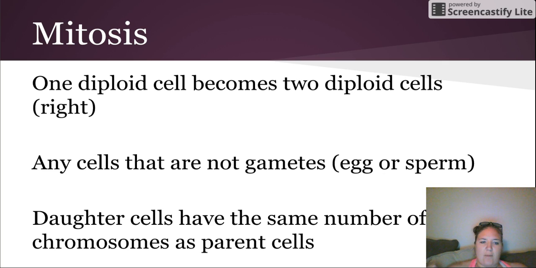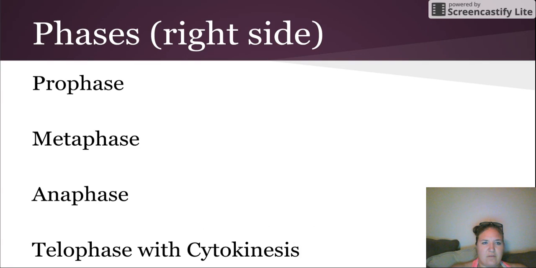So, this is in any somatic cell or any cell that is not a gamete. So there's gametes and there's somatic cells. And somatic cells are any cells in your body that are not an egg or a sperm cell. So your liver cells, your heart cells, anything like that is considered a somatic cell. And in mitosis, the daughter cells have the same number of chromosomes as the parent cells.